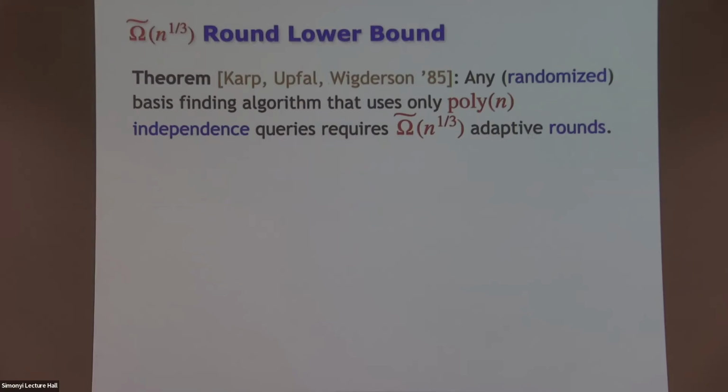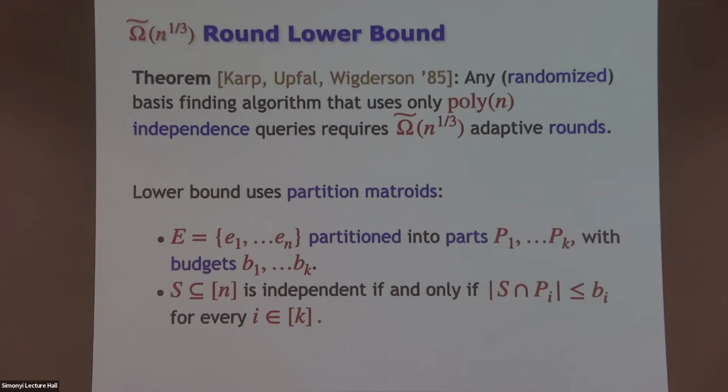And so again, Karp, Upfal, and Wigderson showed this lower bound of n to the 1/3 adaptive rounds for finding bases of partition matroids. Let me refresh what partition matroids are. Again, you have your n elements, you partition them into k disjoint parts P1 through Pk. A set is independent if and only if it doesn't exceed the budget in each of these parts. In particular, a basis is a set which has exactly b_i elements from each of these parts.